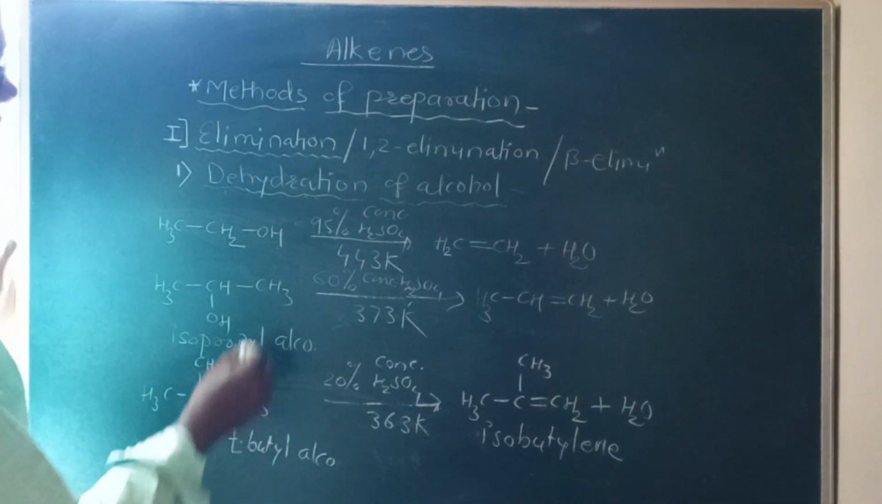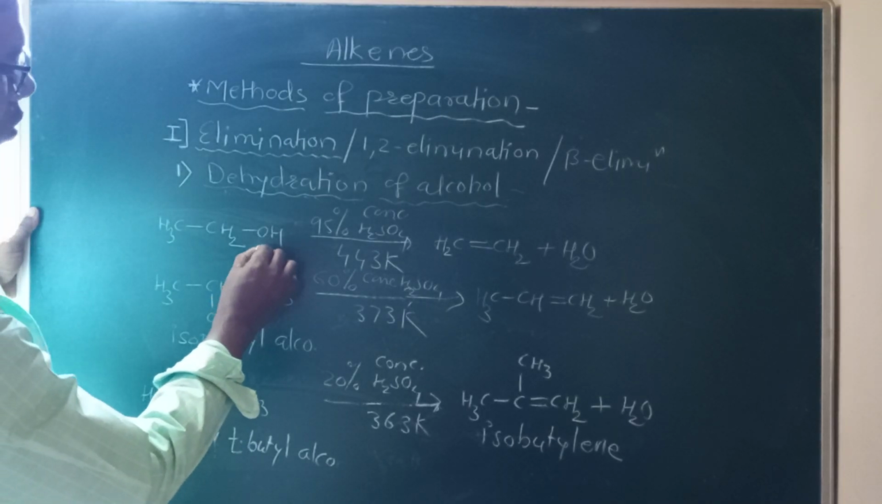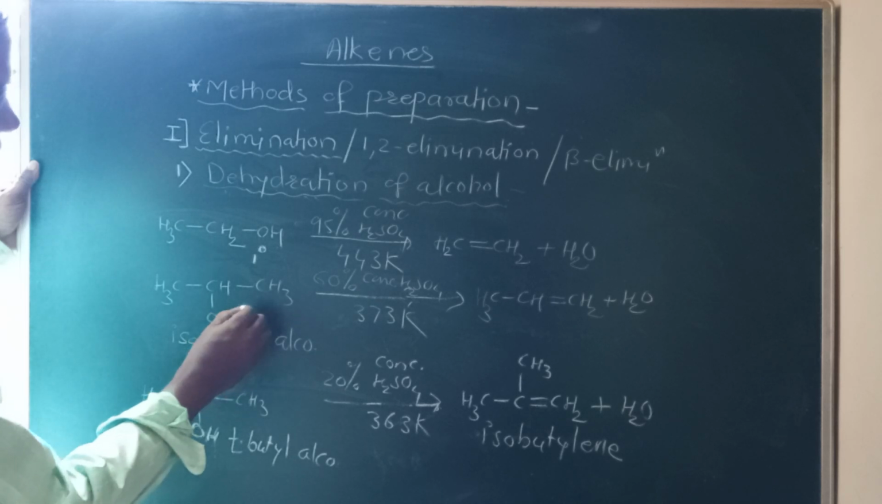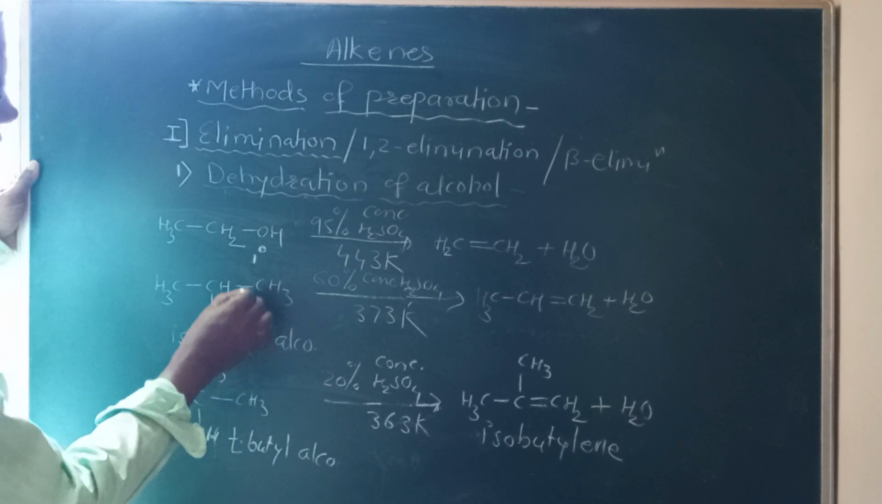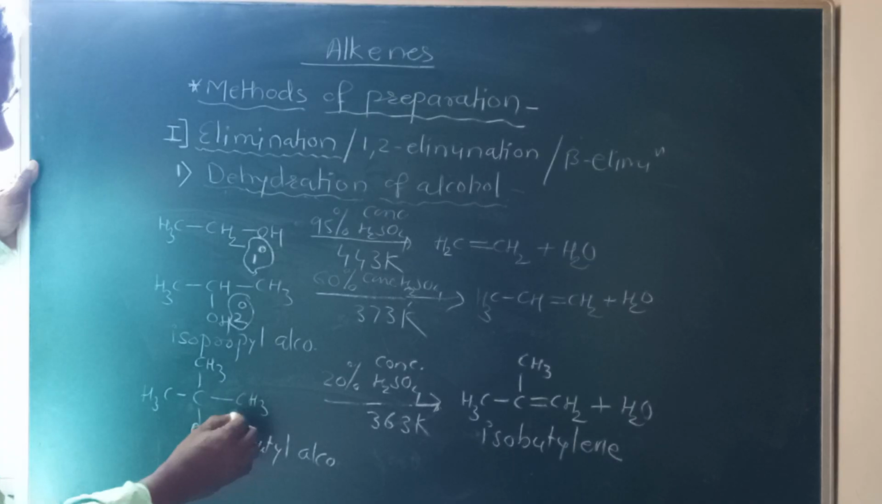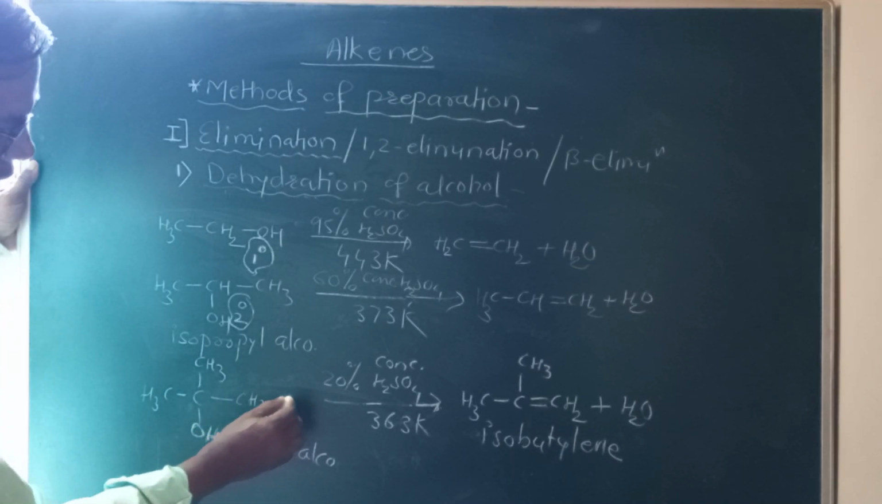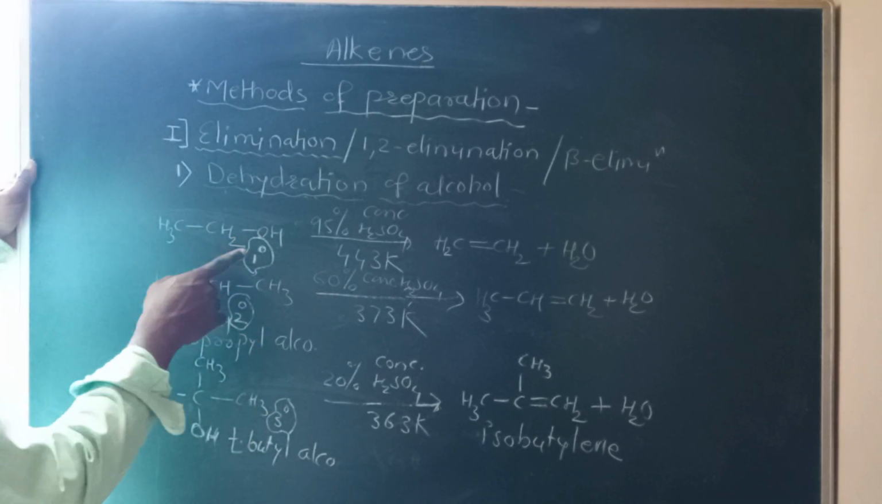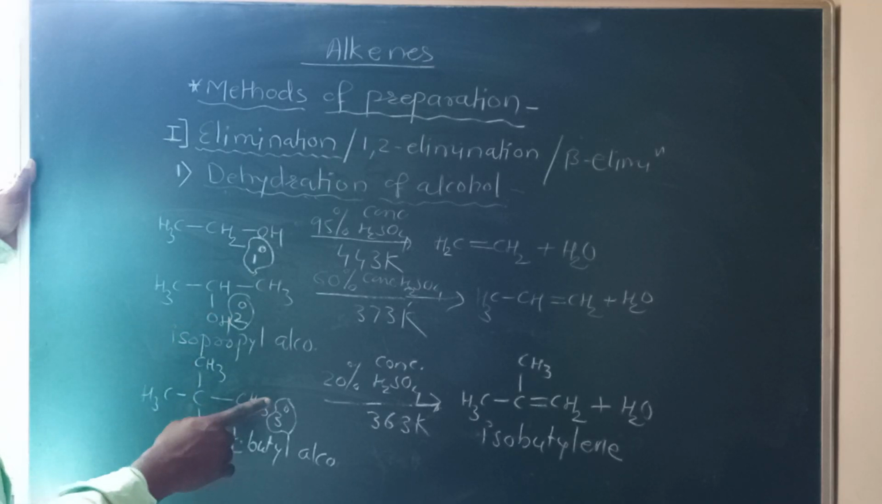So the first type is known as 1 degree alcohol. The second one is an example of 2 degree alcohol. It's a secondary alcohol. This one is a primary alcohol, and this one is an example of 3 degree alcohol. That is tertiary alcohol. So alcohols are classified into how many types? Three types: primary alcohol, secondary alcohol, and tertiary alcohol.